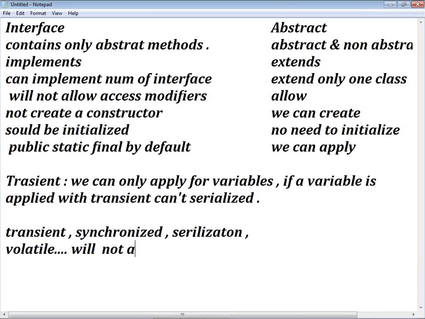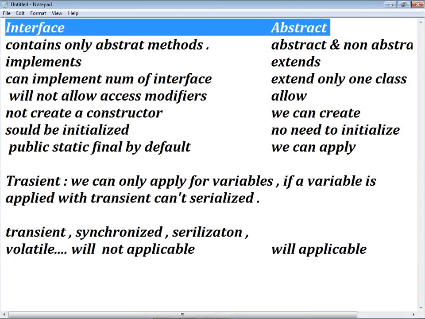These are not applicable for interfaces. But all of these, transient, synchronized, serialization, volatile, you can apply in abstract classes. So these are the major differences between abstract classes and interfaces.